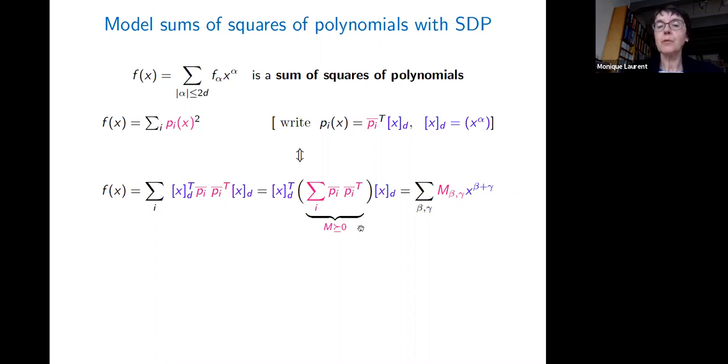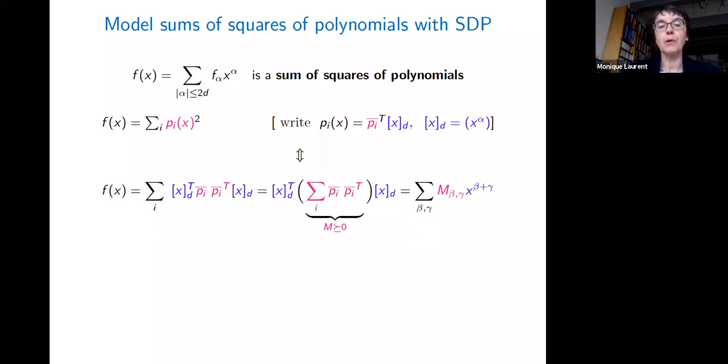So this sum of outer products gives you a positive semi-definite matrix, and conversely, any positive semi-definite matrix looks like this. So what we obtained is that f is a sum of squares if and only if there exists a matrix M, positive semi-definite, which satisfies this polynomial identity here. And now it suffices to finish up.